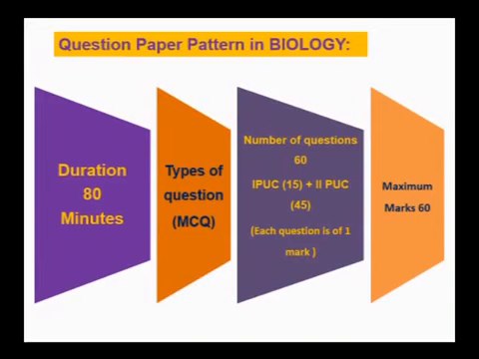Duration is 80 minutes. Type of questions: MCQ. Number of questions, it could be 60. Approximately 15 questions from first PU syllabus and major 45 questions from second PU syllabus. Each question is of 1 mark and maximum marks are 60.